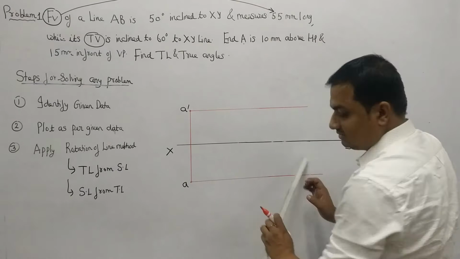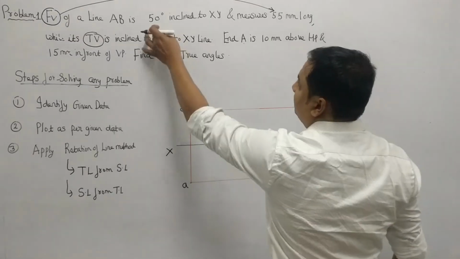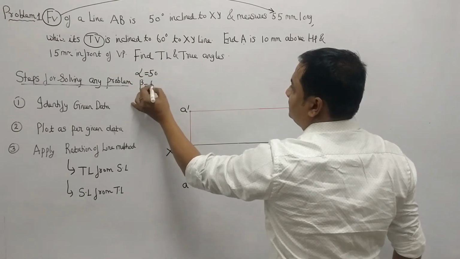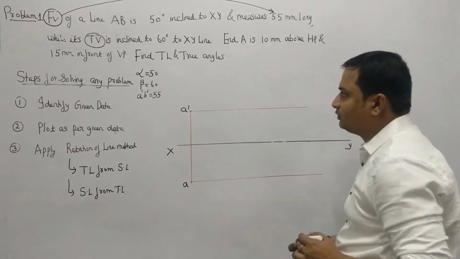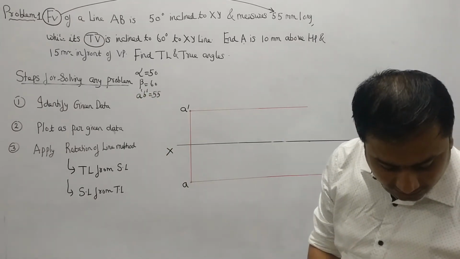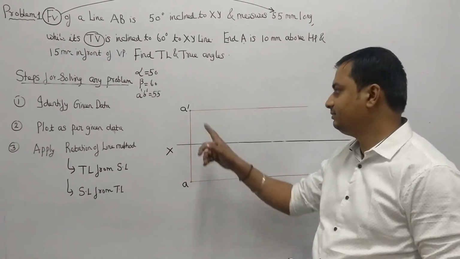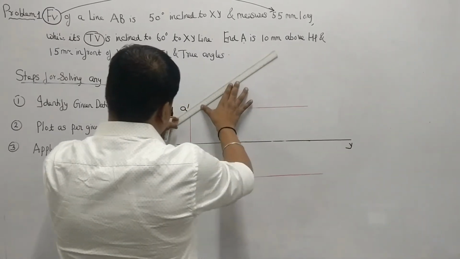Okay. So the next data which is given to us: alpha is 50 degree and beta is 60 degree. A dash B dash is given to us as 55. Alpha is the angle made from A dash. As we all know, alpha is the apparent angle in the front view, so that is made from A dash. So from A dash, we will be drawing a line.